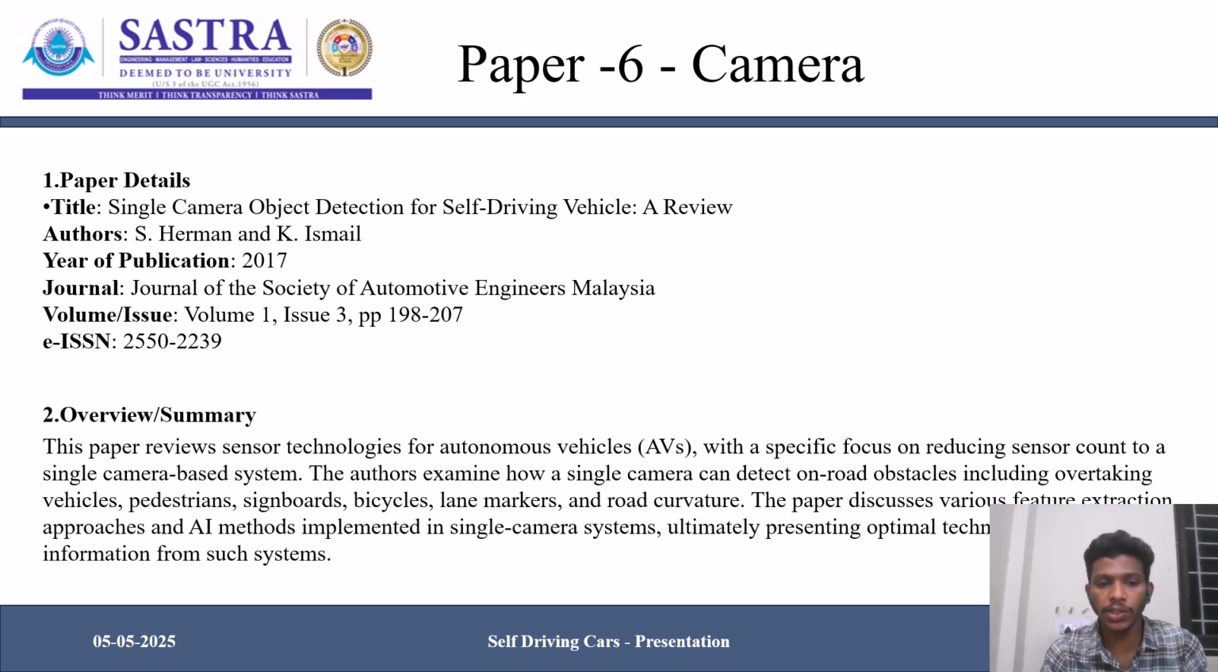This paper reviews sensor technologies for autonomous vehicles with a specific focus on reducing the sensor count to a single-digit-sensor-based system. The author examined how a single camera can detect road obstacles, including overtaking vehicles, pedestrians, signboards, bicycles, lane markers and road curvature. It mainly focuses on single camera object detection.